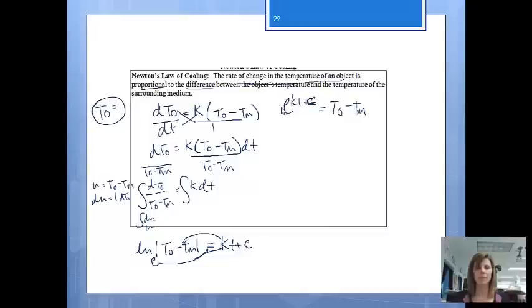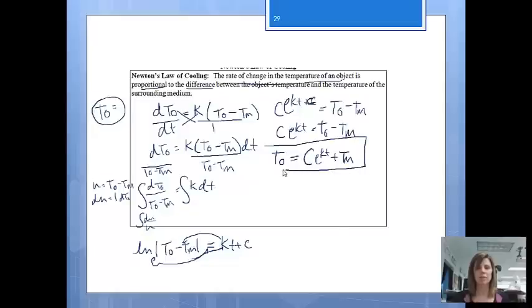I'm going to bump my c out front, so I'll have c e to the kt equal to T sub O minus T sub M. To solve for T sub O, I just add T sub M to both sides. So the temperature of the object is equal to c e to the kt plus the temperature of the surrounding medium.